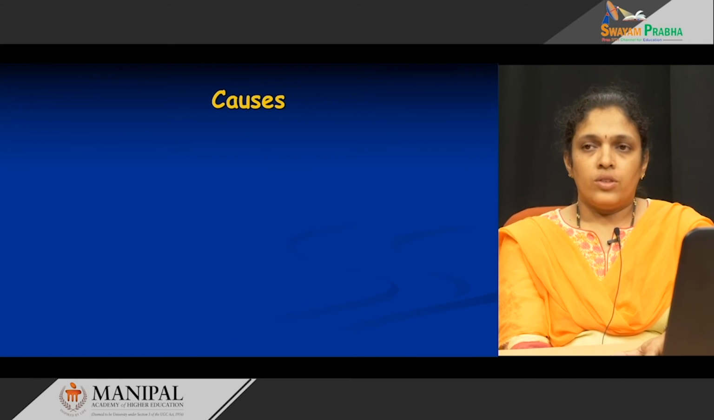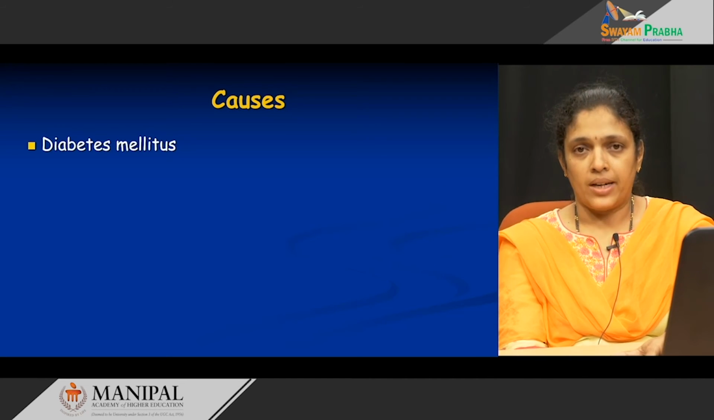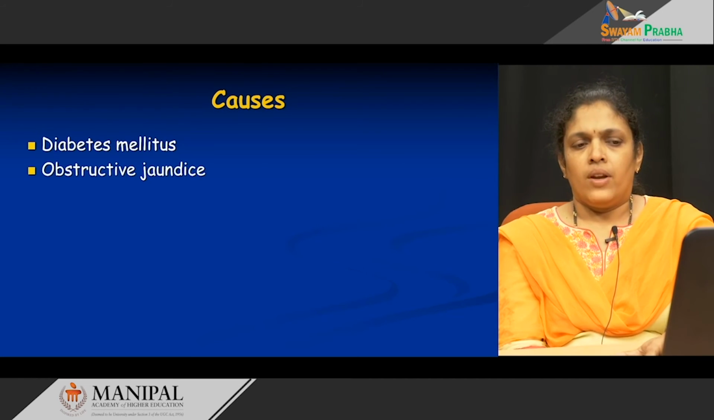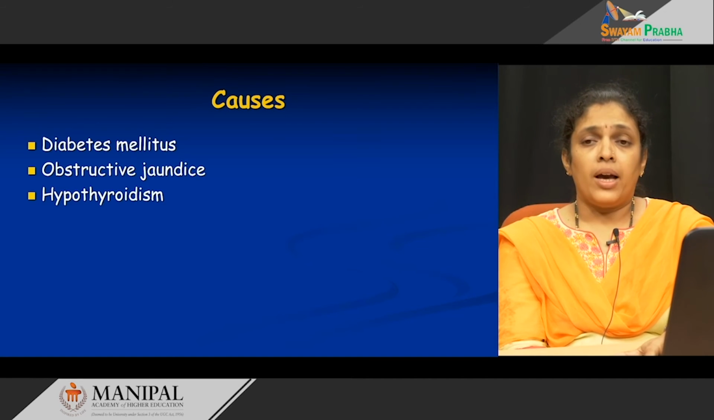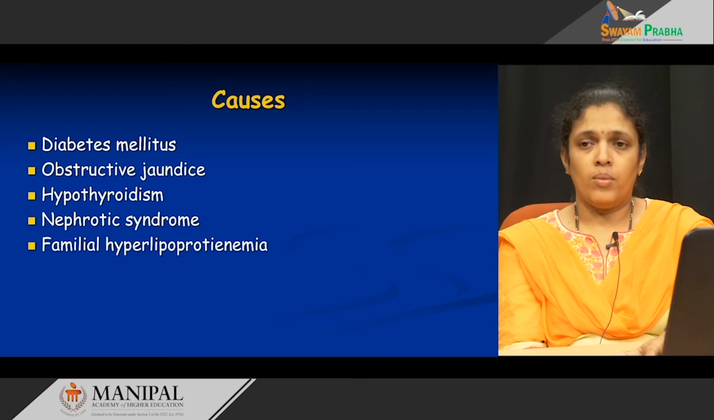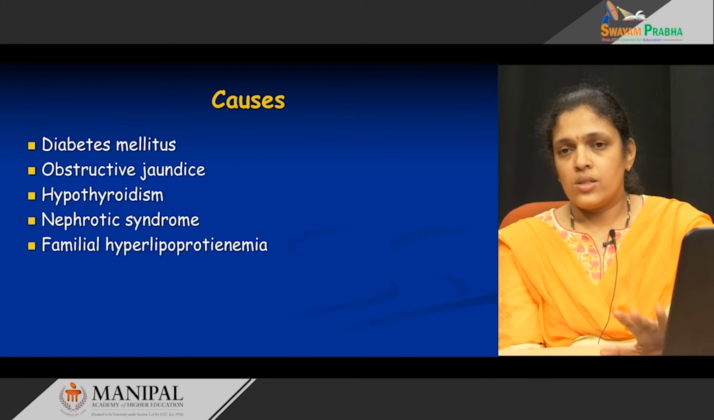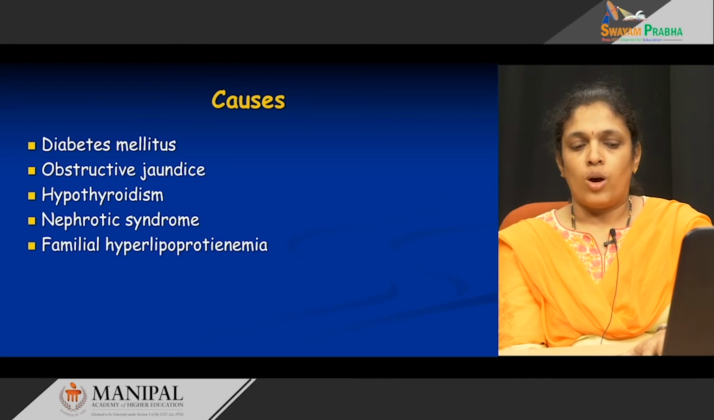Now, if you look at the causes for this excess cholesterol in the blood, there are many. The most important cause is diabetes mellitus. People who have diabetes have a chance of having hyperlipidemia, and especially excess cholesterol. Whenever there is a patient with obstructive jaundice, there again there is excess cholesterol. There can be hypothyroidism, nephrotic syndrome and familial hyperlipoproteinemias, which could lead to excess cholesterol in the blood. These are all the causes wherein you can have cholesterol above normal levels.